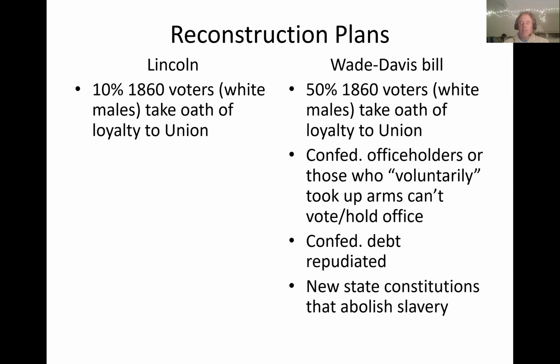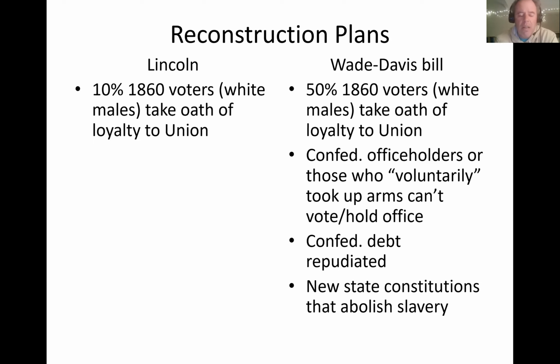Republicans in Congress, who come to be known as the Radical Republicans, want a much more robust Reconstruction plan. And I think in retrospect, they had the right side of the argument here. They want a majority of Southern voters to take an oath of loyalty to the Union. They want to ensure that Confederate office holders are not allowed to return to politics, either as voters or as office holders. They want to repudiate entirely the Confederate debt. The Confederate war effort, especially in 1863 onwards, is financed through bonds. They want to make those bonds worthless, and they want to ensure that the states enact constitutions that abolish slavery as well, to really reaffirm that slavery will conclude.